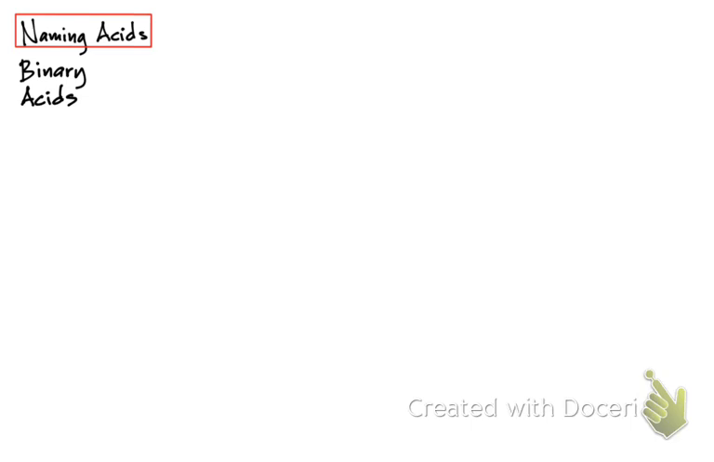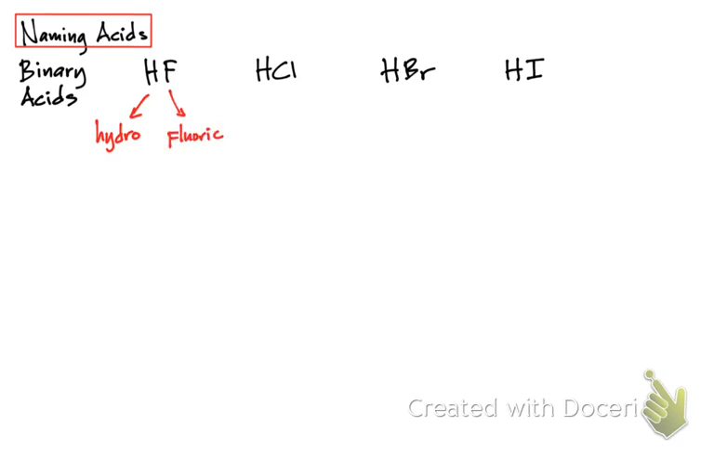Okay, so how do we name binary acids? The first one here is HF. Whenever we name binary acids, it always starts with the prefix hydro. So in this case, we have hydro and then fluoric acid. The second element here is a halogen. So instead of calling it fluorine, you would change the suffix ine into ic. So it would be hydrofluoric followed by the word acid. So the first one here is hydrofluoric acid.